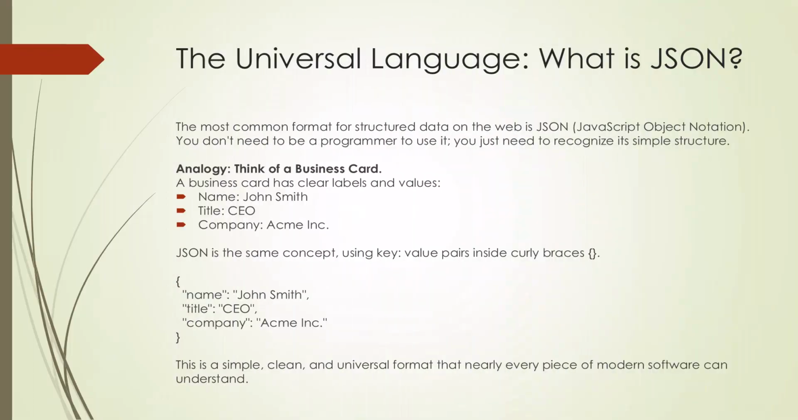The most common format for structured data on the web is JSON, which stands for JavaScript Object Notation. You do not need to be a programmer to use it, you just need to recognize its simple structure. A great analogy is to think of a business card. A business card has clear labels and values, a name label with a value of John Smith, a title label with a value of CEO, and so on. JSON is the exact same concept, but it uses key value pairs inside curly braces. As you can see in the example, we have a name key with a value of John Smith.